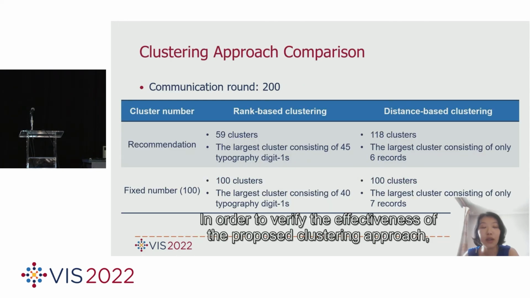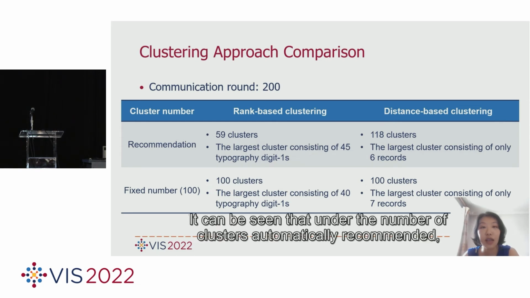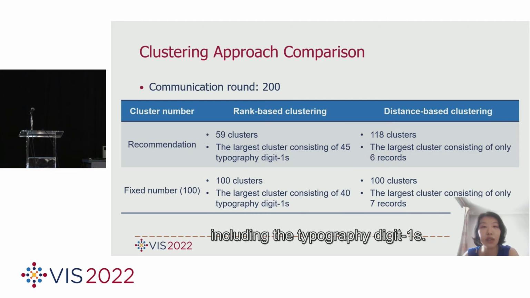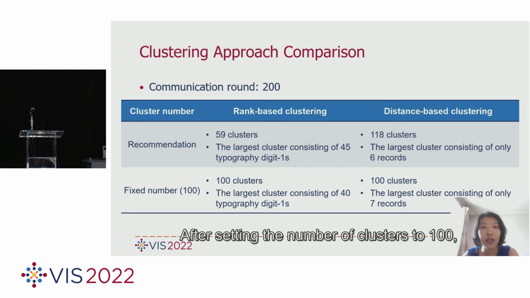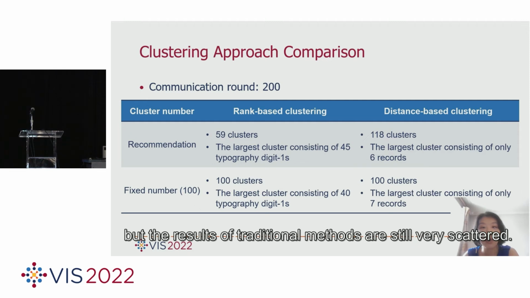In order to verify the effectiveness of the proposed clustering approach, we compare rank-based clustering with the traditional clustering approach. It can be seen that under the number of clusters automatically recommended, the rank-based clustering approach can identify meaningful clusters, including the typography digit ones, but the distance-based clustering approach can only get scattered clusters. After setting the number of clusters to 100, the largest cluster identified by the rank-based clustering is almost unaffected, but the results of traditional methods are still very scattered.